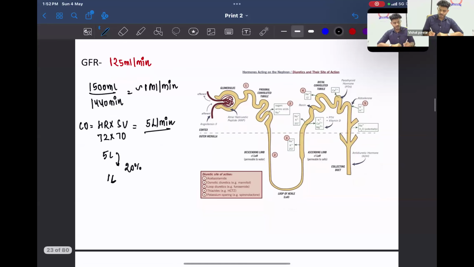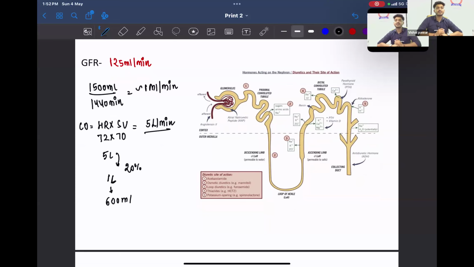That is going to have 40% cells and 60% plasma. 60% is going to be 600 ml. So 600 ml plasma will be going to the kidney. Cells are not going to get filtered. Do we have RBCs, WBCs, platelets in the urine? No. Cells are not going to get filtered. Only plasma is going to get filtered.